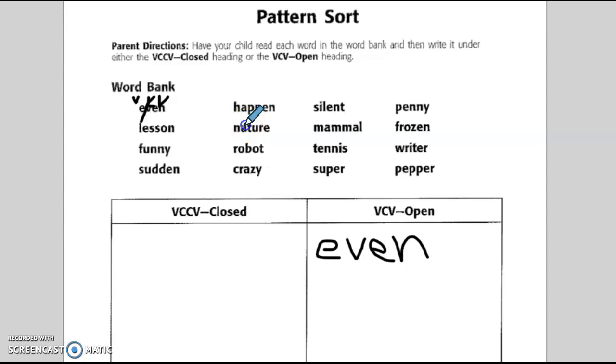Happen. Divide in two syllables, mark with the pattern that you see: vowel, consonant, consonant, vowel. This word goes in this part of the pattern sort.